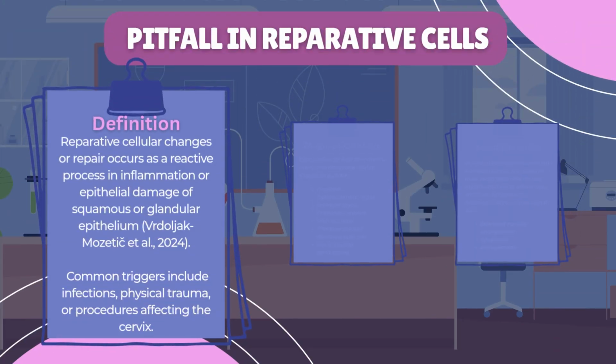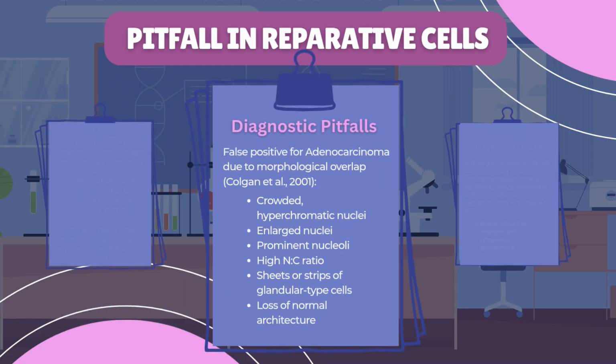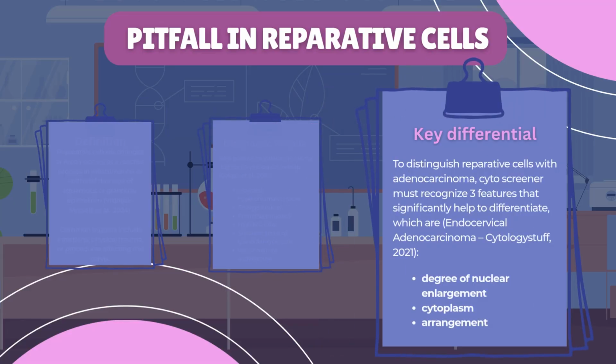Lastly, reparative cellular changes are a reactive response to inflammation or damage in the squamous or glandular epithelium. They're commonly triggered by infections, physical trauma, or cervical procedures. While these changes are benign, they can mimic malignant adenocarcinoma on a Pap smear, leading to false positives, because they share features like enlarged nuclei, prominent nucleoli, and disrupted architecture. To avoid misinterpretation, we focus on three key differences: the degree of nuclear enlargement, cytoplasm, and cell arrangement.